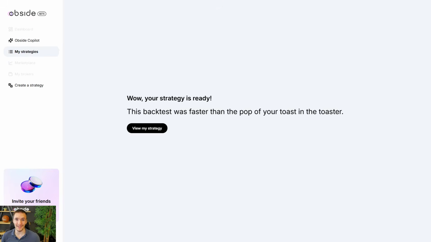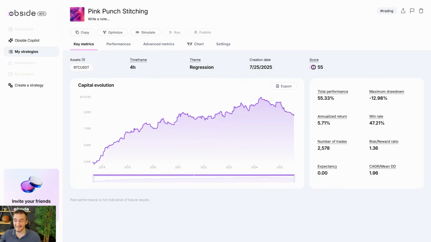Okay, the results are here. Let's see what we got. All right, it did decently well, if I might say, for such a simple and basic strategy. Over the last 8 years, the max drawdown, which I guess it currently is in, was only 13% for now, with a total return of 55%. So that's around 6% annualized for such a low drawdown. That's acceptable. It wins quite often. The win rate is 47% and the average RR 1.36, which brings it into profitable territory.